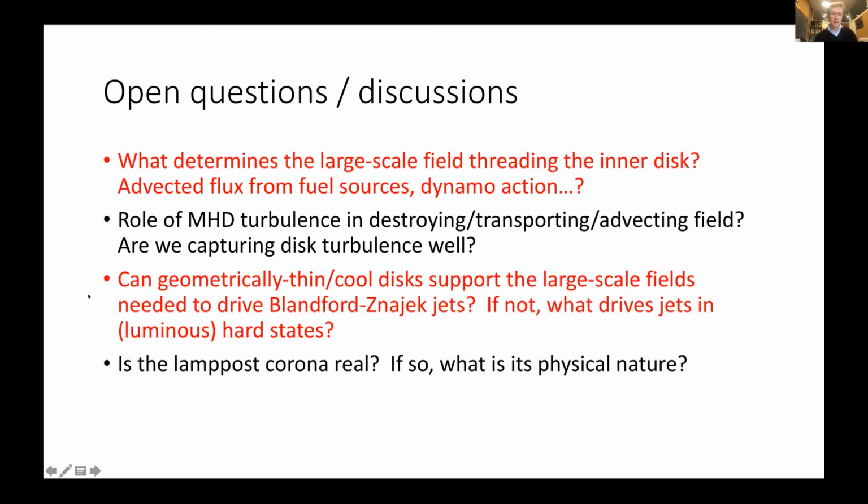One point which I think Saf and I agreed was a particularly important theoretical point for anchoring some of the controversy that exists in this field is, can a geometrically thin, cool disk of the kind that we think could generate very strongly broadened ion lines actually support the large-scale fields we need to drive Blandford-Znajek jets? And if not, then what does drive the jets in luminous hard states, or alternatively, what gives you the reflection in luminous hard states?